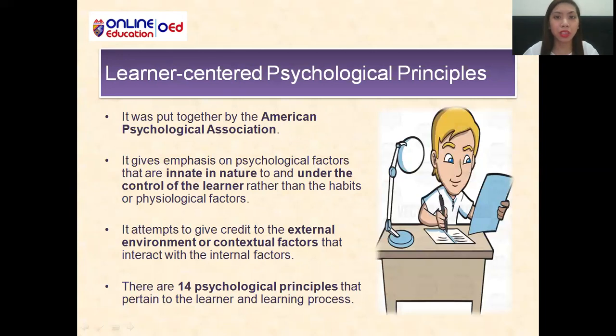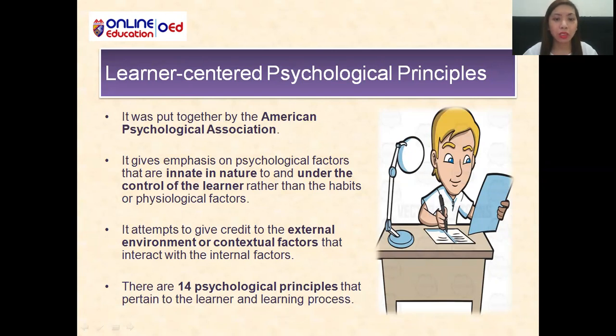The learner-centered psychological principles were put together by the American Psychological Association. It gives emphasis on psychological factors that are innate in nature to and under the control of the learner rather than the habits or physiological factors. It attempts to give credit to the external environment or contextual factors that interact with the internal factors.